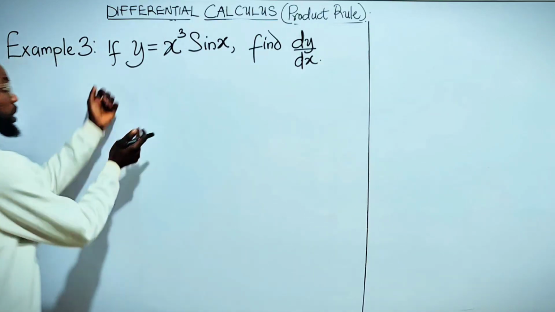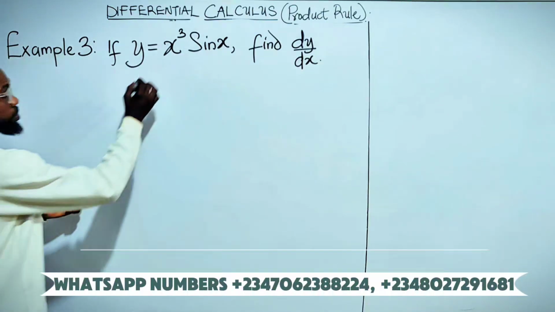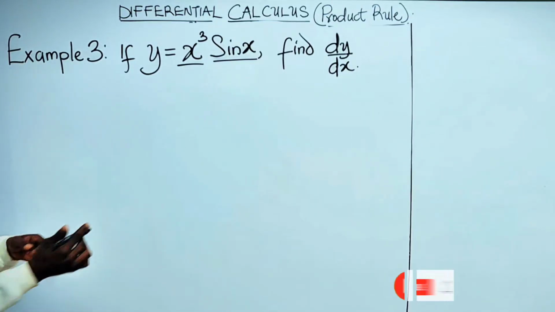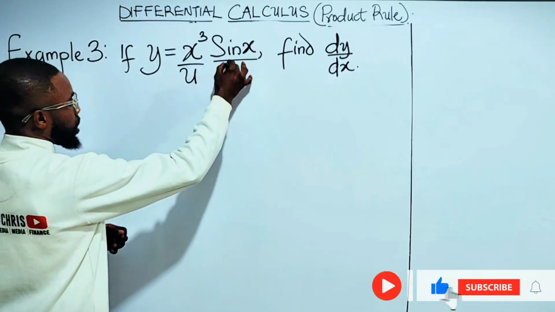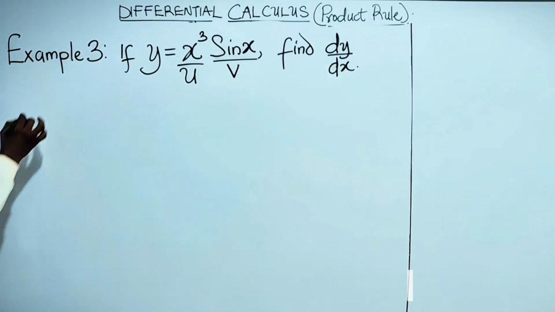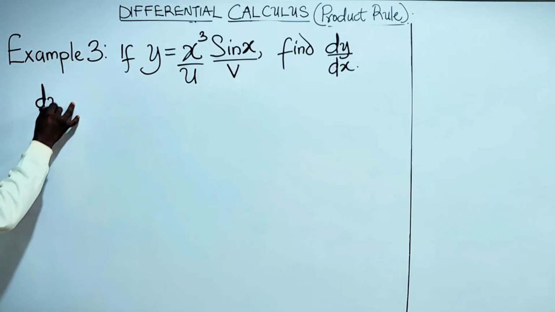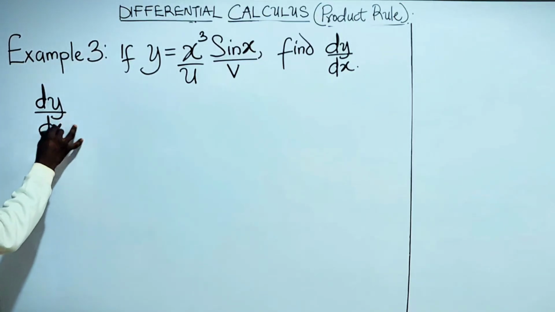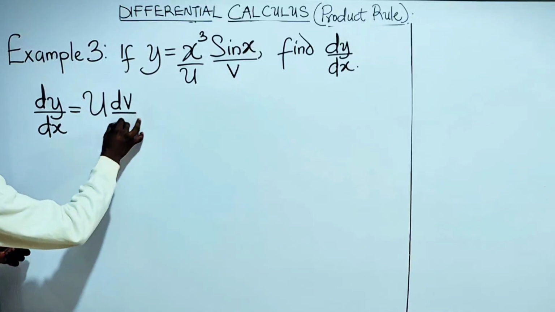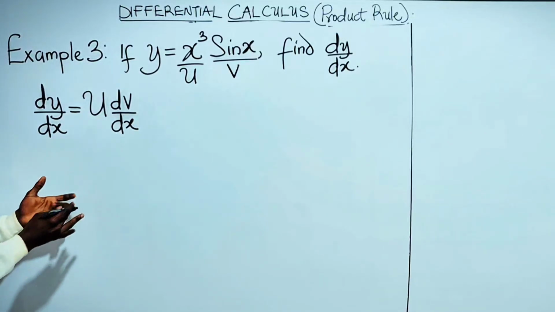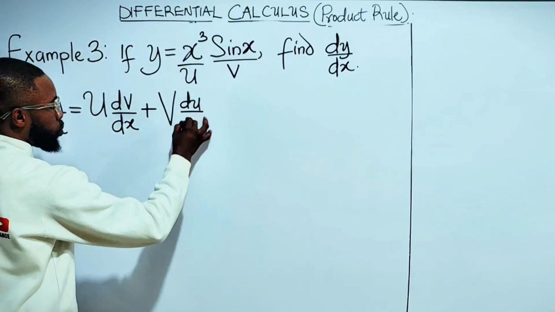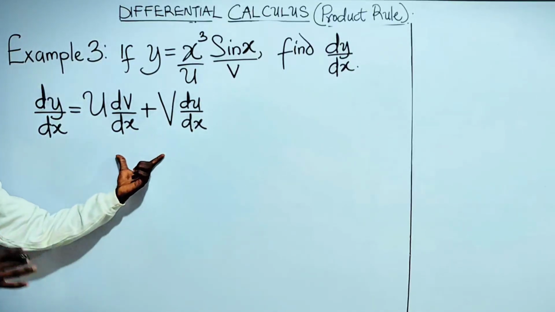For this, it's still the same thing. You can see that two things are multiplying each other. X raised to power 3 is multiplying sine x, so it's a product rule. We can take this as our u and this as our v. You see how easy it is now. So we're going to have dy over dx from the formula as u dv over dx, plus v du over dx. It's very, very simple.